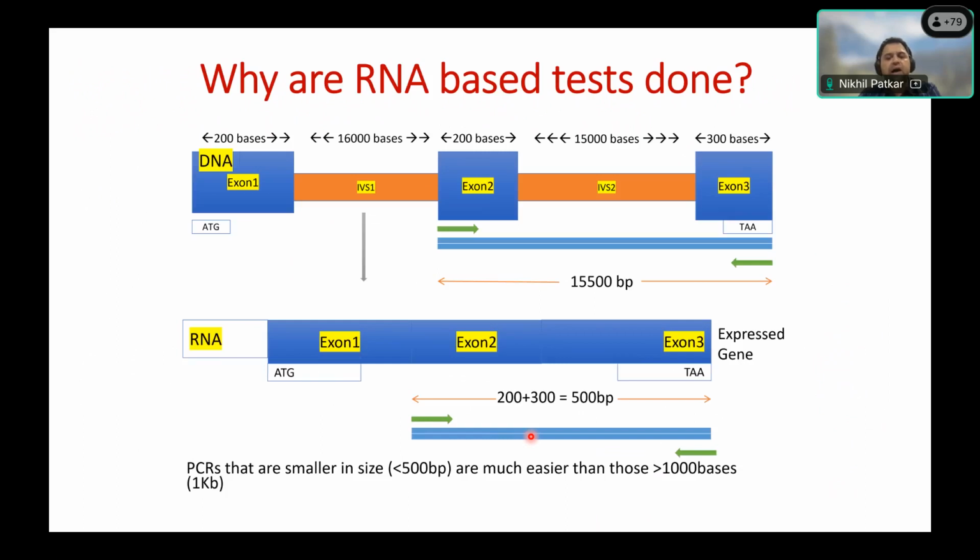Which brings us to the question, why does one do RNA-based tests? So if you look at the distance between two exons in a hypothetical gene, typically these exons are separated by thousands of bases between introns. And if you were to amplify this particular region of the genome, you would need to amplify a very large region, which is here. If you were to work on RNA alone, it becomes a very small PCR test, which is hardly 500 bases, and PCRs which are smaller in size are very easy to perform, as can be seen here.